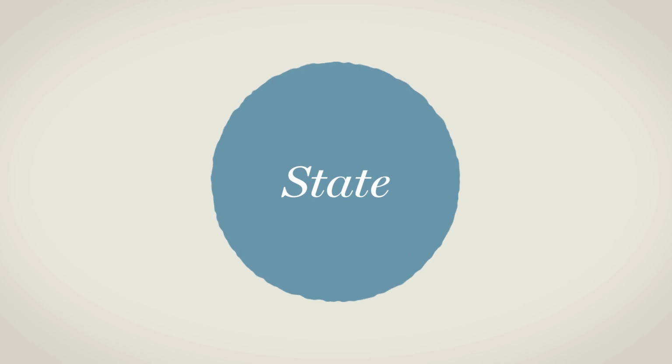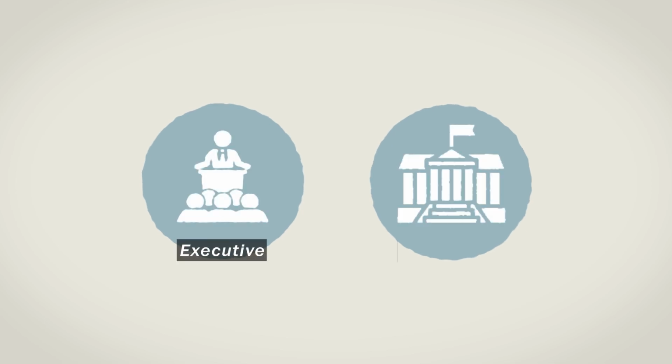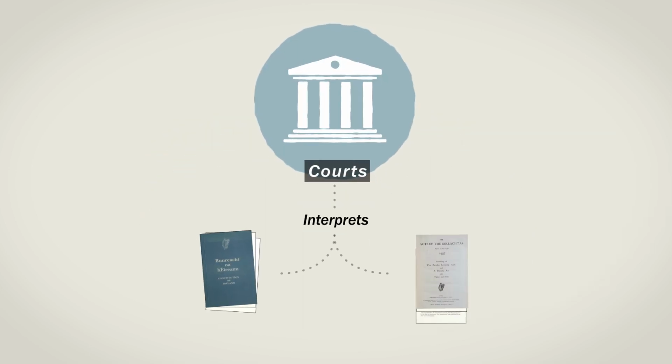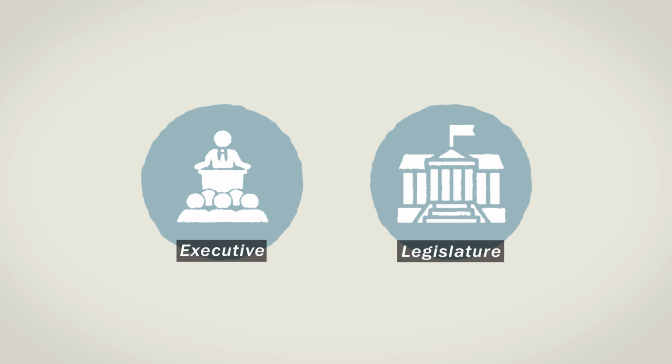When it comes to any political system, the important questions to be answered are who is picked to run the state and how are laws changed. These two branches of the state are known as the executive and the legislature. There is also a third branch of the state known as the judiciary, which is the Irish court system that interprets the constitution and the laws of the country and settles legal disputes. All political systems, no matter how primitive, have these 3 institutions.